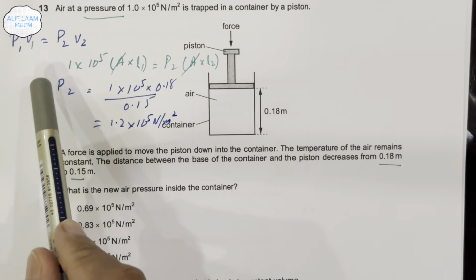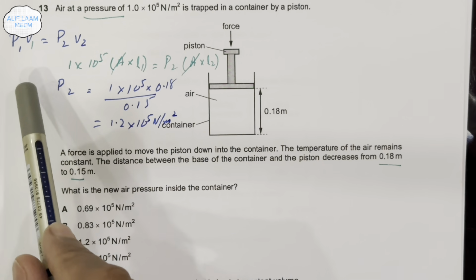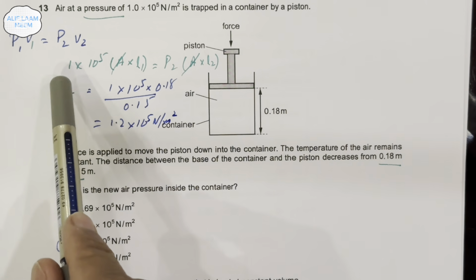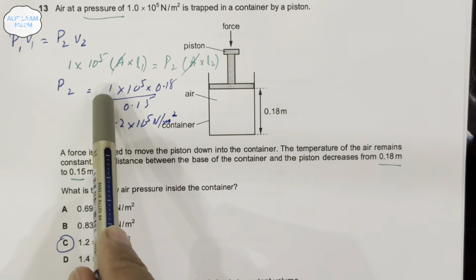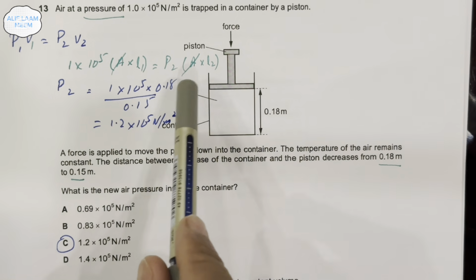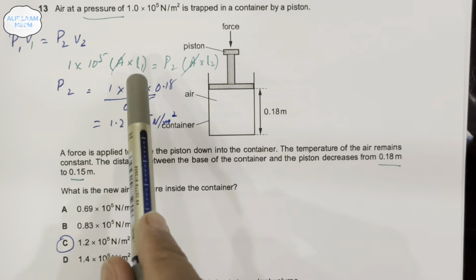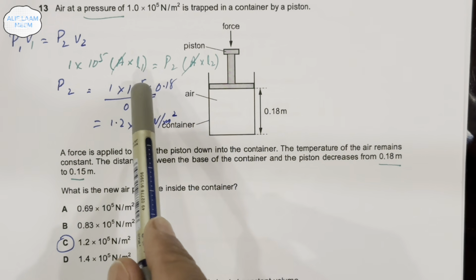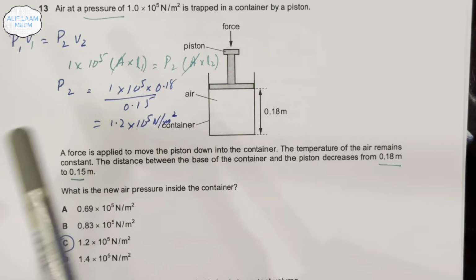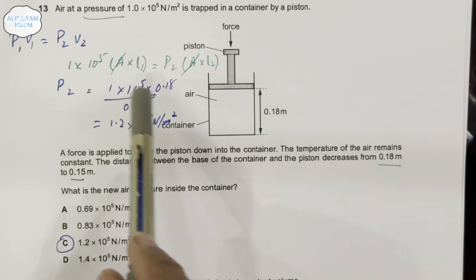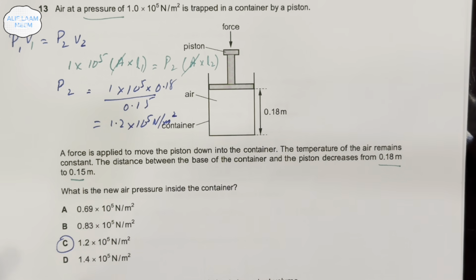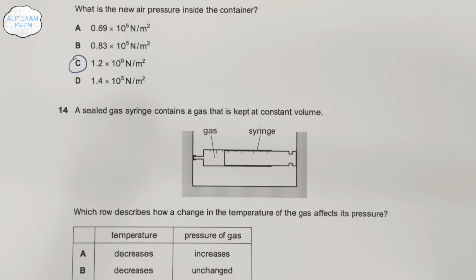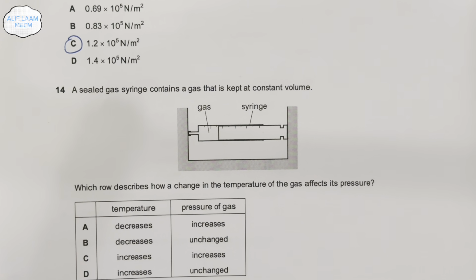Apply the formula P1 V1 is equal to P2 V2. Substitute those values, and volume is not given directly. You have to find it like that, area into length, and in both cases the area is the same, so we can cancel it, then divide by 0.15, and putting those values in, we get the answer that is equal to 1.2 into 10 to the power 5 Newton per meter square. Moving to question number 14.